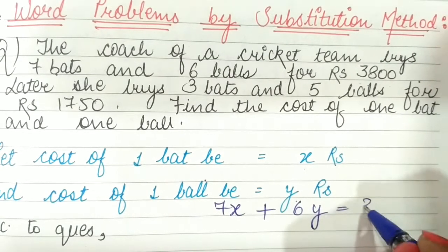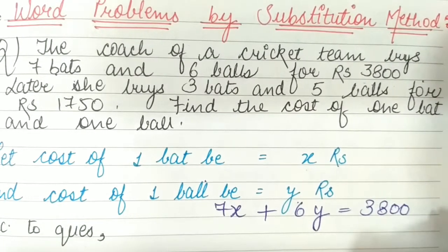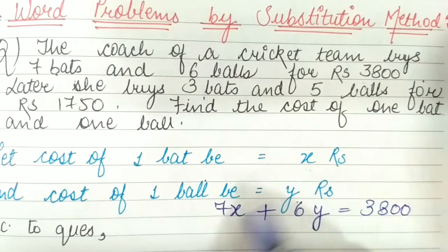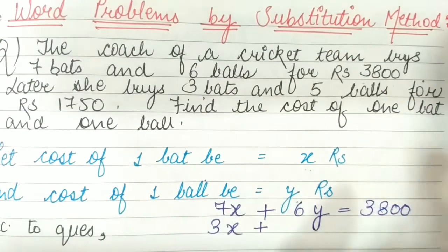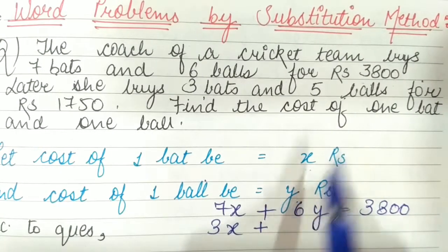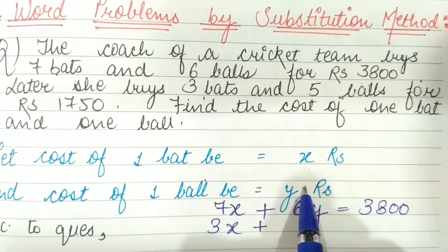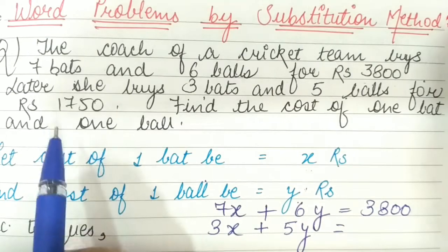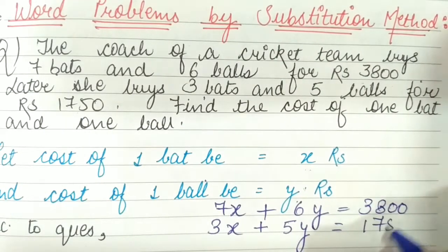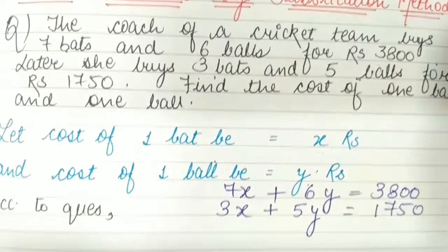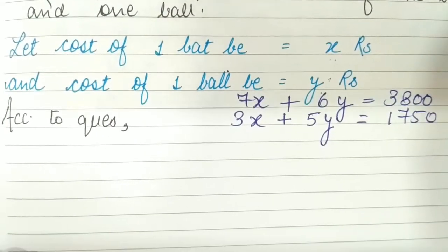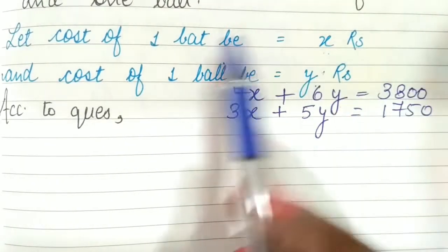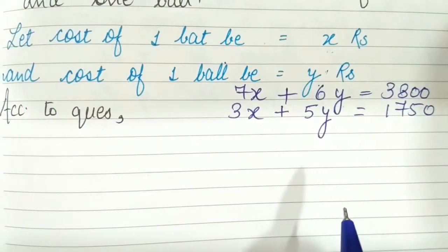So the total is 3800. When she purchased 3 bats, what will be the price of 3 bats? 3x. And 5 balls. When the cost of 1 ball is y, the cost of 5 balls is going to be 5y. The total cost here is rupees 1750. So here we got our two equations. Solving these, we are going to get x and y, that is the cost of 1 bat and the cost of 1 ball.